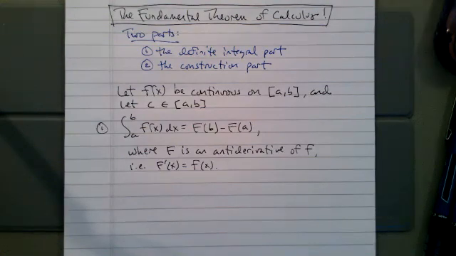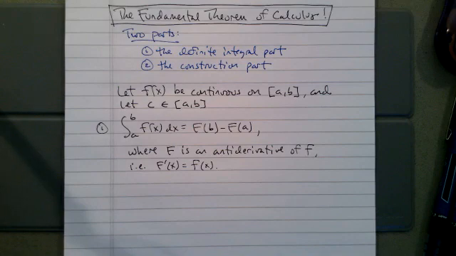f of x is a continuous function on a closed interval, and c, which we'll need for the second part, is any value from the interval on which the function is continuous. The first part of the fundamental theorem of calculus is the one that we learned in chapter 5. The definite integral from a to b of f of x dx is capital F at b minus capital F at a, where capital F is an antiderivative of little f. That is, capital F prime is little f.